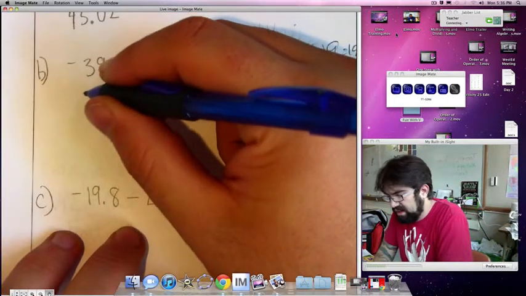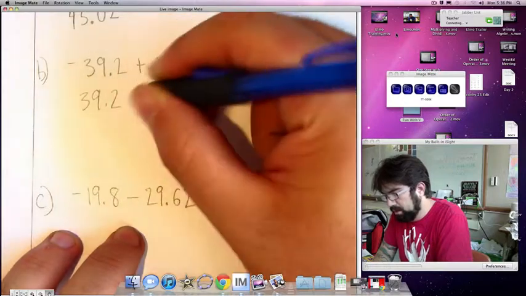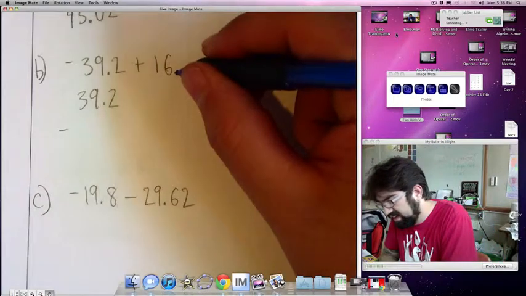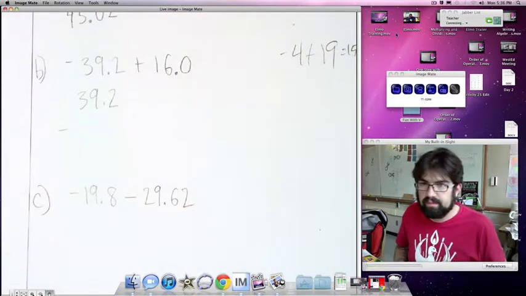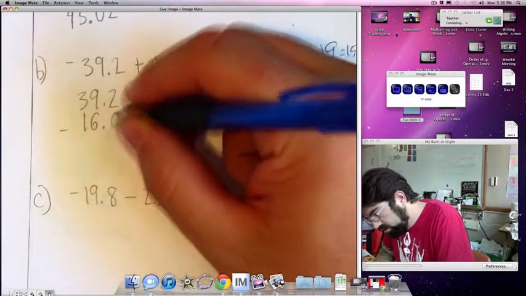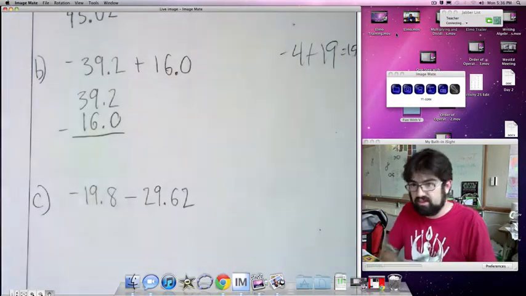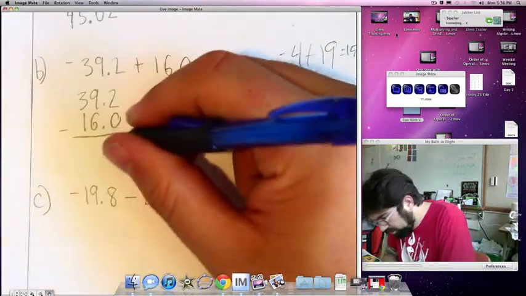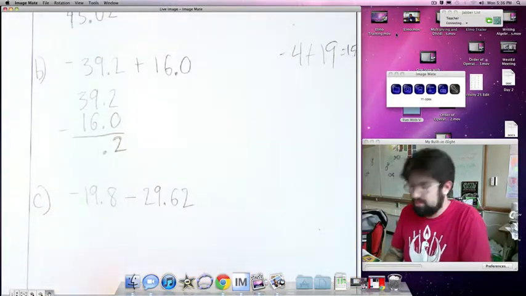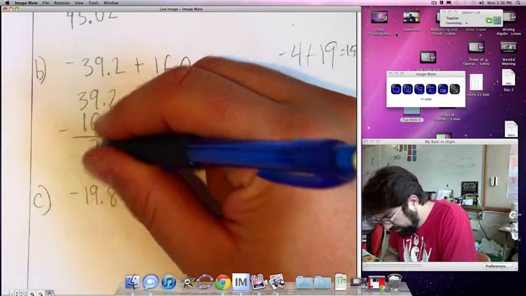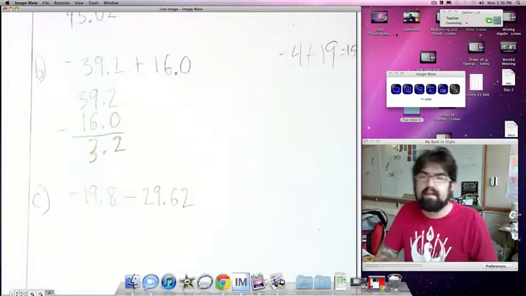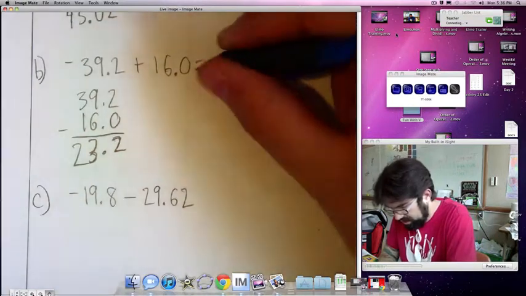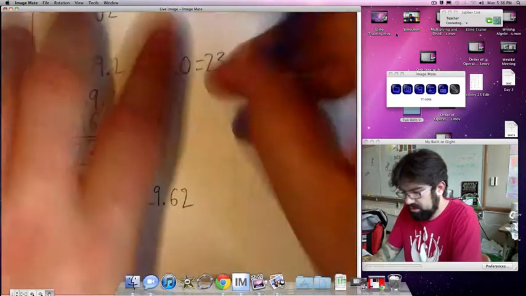So I'm just going to take 39.2 minus 16. By the way, where's the decimal on the 16? It's a whole number. The decimal is always at the end. So like 16.0. Here we go. 2 minus 0. And by the way, you might as well just put the decimal down there if you forget. 2 minus 0 is 2. Decimal. 9 minus 6 is 3. 3 minus 1 is 2. So when I write this, here we go. 23.2.